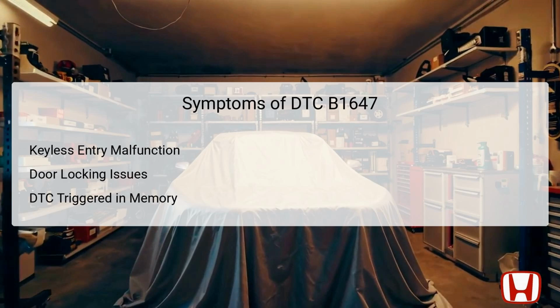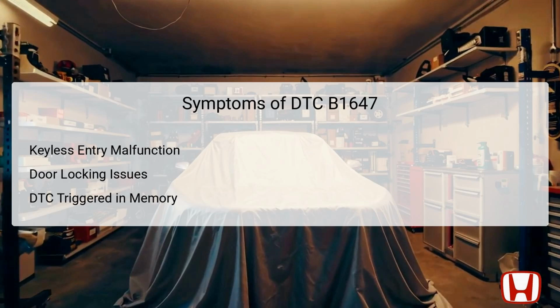Experiencing symptoms related to the DTC B1647 can indicate underlying issues with the passenger's door LF antenna circuit. The most prominent symptom is a malfunction in the keyless entry system, where the vehicle may not respond to the key fob when in proximity. Consequently, the owner may struggle to unlock or lock the doors electronically, which can be frustrating and inconvenient.